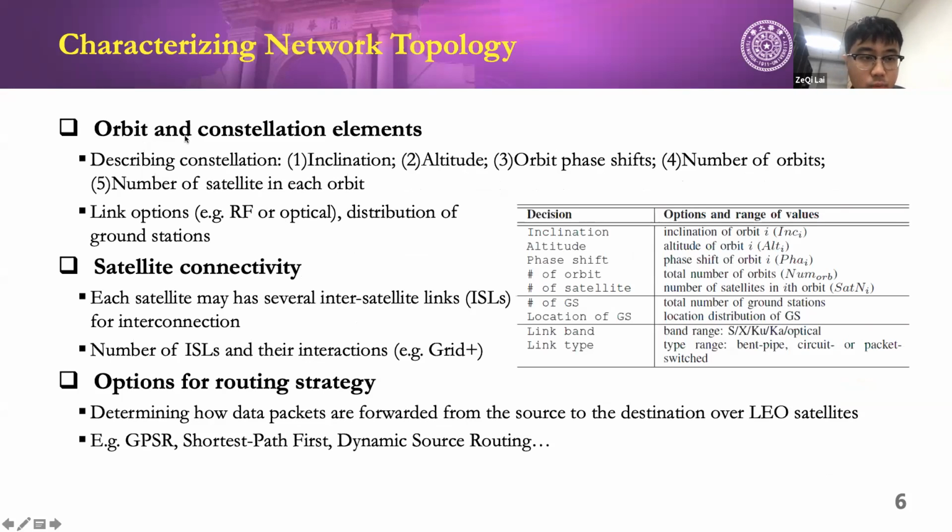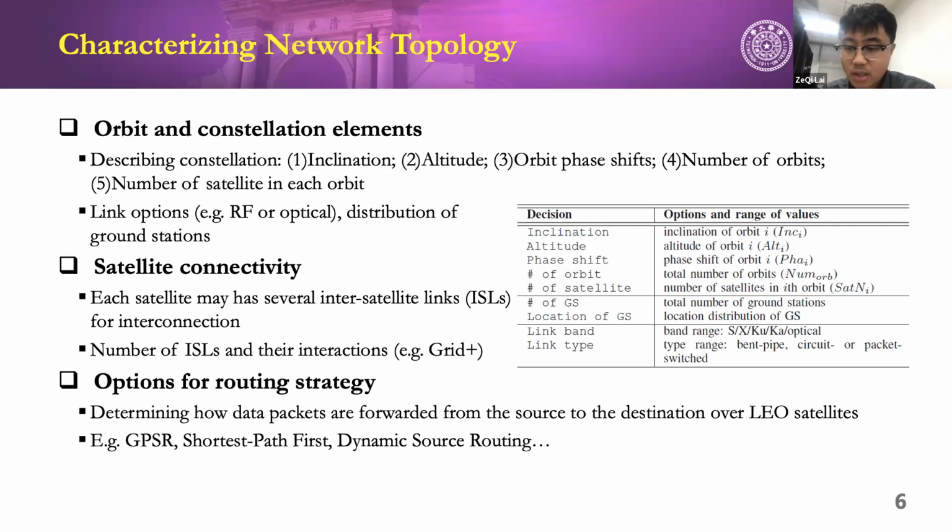Here is how we characterize the network topology. StarPerf leverages 5 primary parameters to describe the constellation orbital elements, including the inclination, altitude, orbit phase shift, number of orbits, and the number of satellites in each orbit, just like listed in this table. In addition, each satellite may have several inter-satellite links for interconnection. So we use the number of ISLs and their interactions to describe the satellite connectivity.